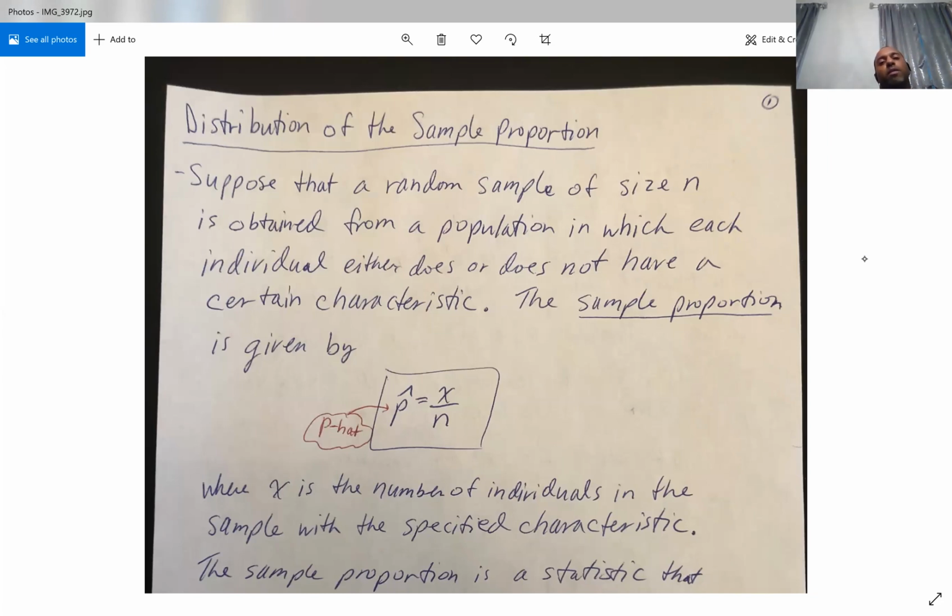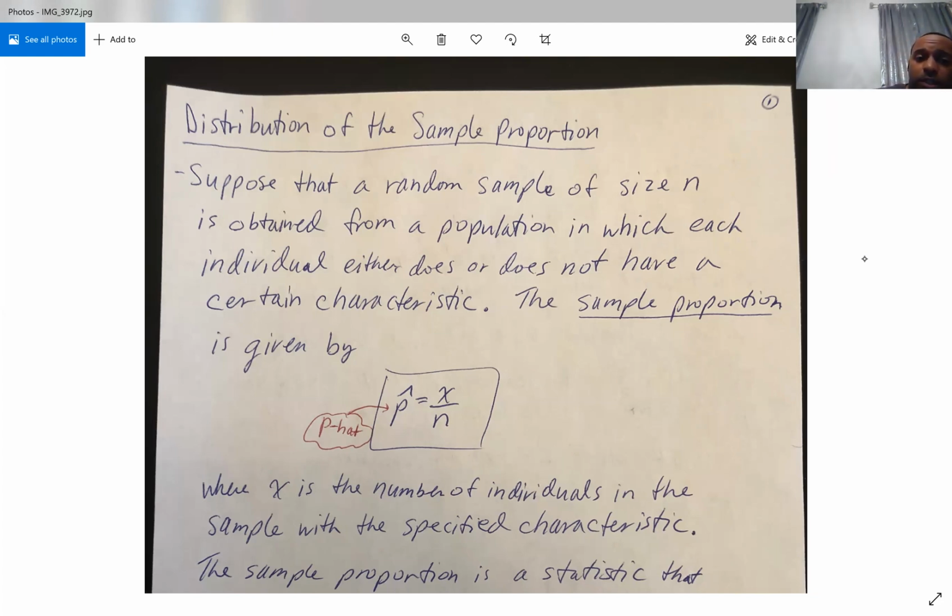So the distribution of the sample proportion is 8.2. Before, we looked at the distribution of the sample mean; now we're looking at the distribution of the sample proportion. Suppose that a random sample of size n is obtained from a population in which each individual either does or does not have a certain characteristic.